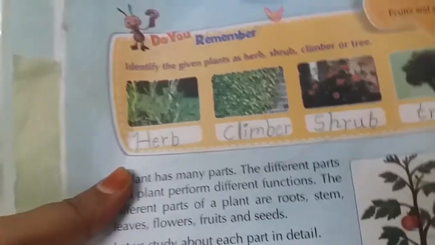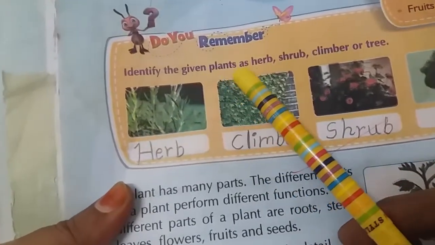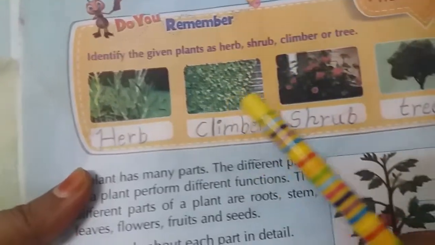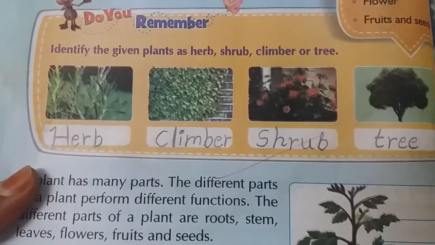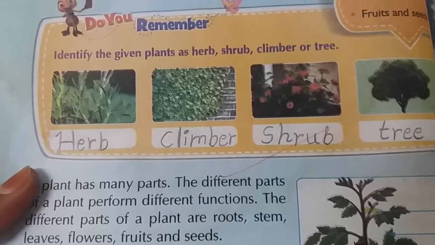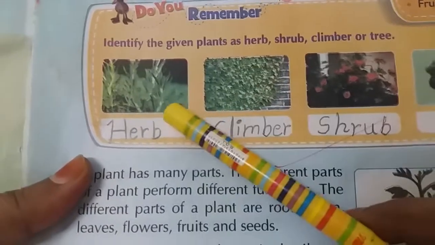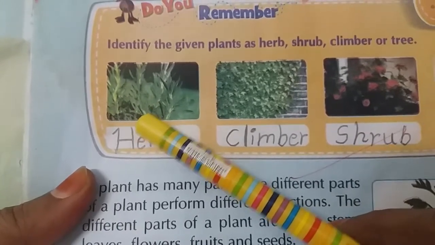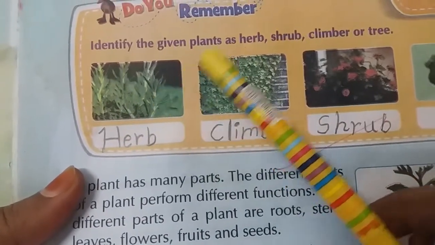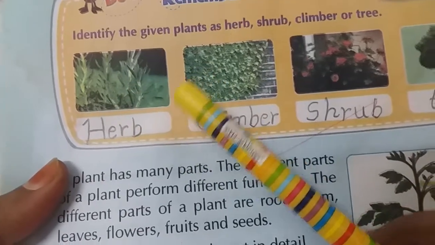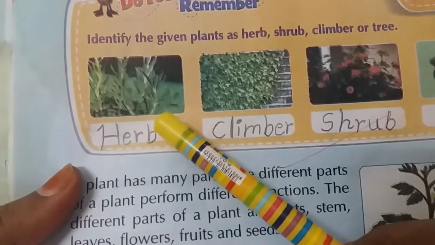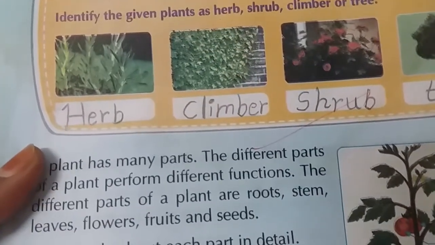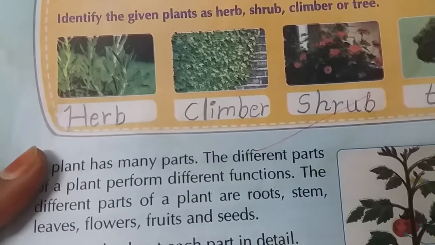Okay, first one, here they have given: identify the given plants as herb, shrub, climber or tree. Here they have given 4 different kinds of plants. Will you tell what is the name of this? Is it a herb or shrub? They are asking only herb, shrub, climber or tree, not names.